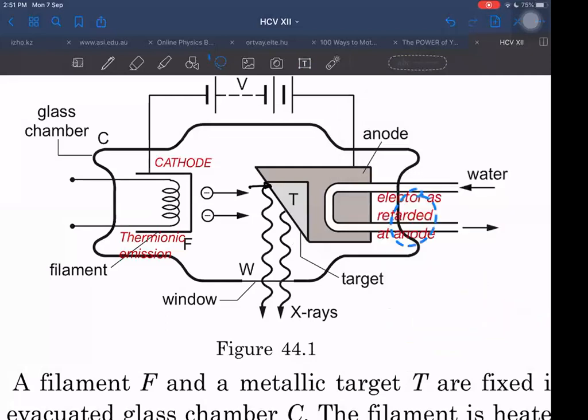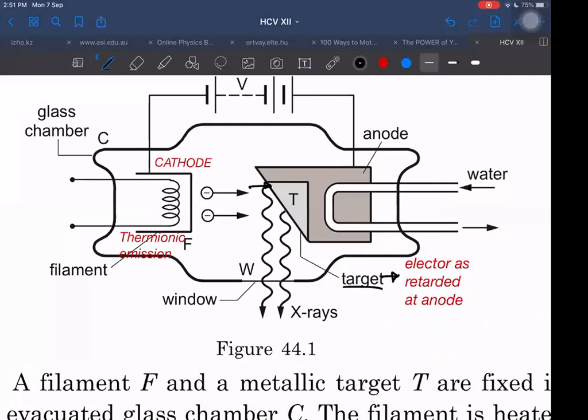Let us say these electrons are retarded here, in this space. I'm just telling directly here. At the target, the electrons are retarded, and the anode is nothing but the target. When the electrons are retarded, they emit X-rays. So the X-rays' energy will come from the electrons. If the electrons have more energy, then the X-rays will be of more energy. We call higher energy X-rays hard X-rays.